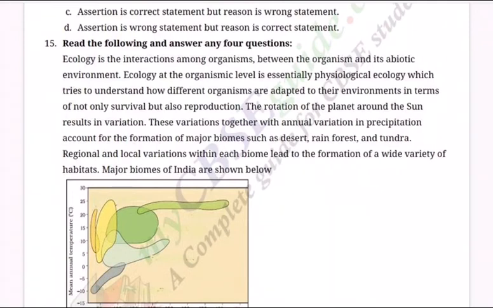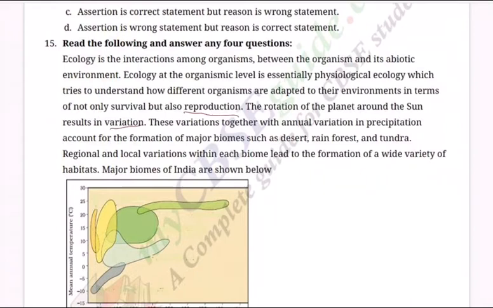Question 15. Read the following and answer any 4 questions. 5 will be there, you have to answer only 4. Ecology is the study of interactions among organisms and between the organism and its abiotic environment. Ecology at the organismic level is essentially physiological ecology, which tries to understand how different organisms are adapted to their environments in terms of not only survival but also reproduction.